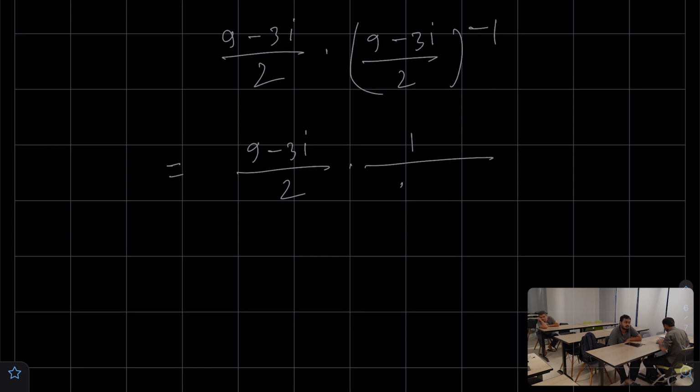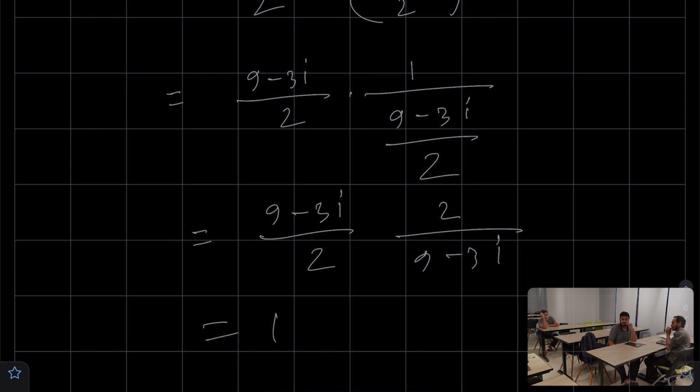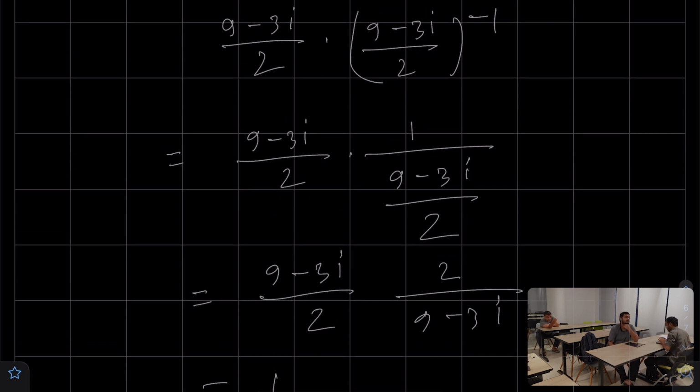1 over (9 minus 3i over 2). This inverse means 9 minus 3i over 2, and this is the reciprocal. But there is still one thing to be shown: that 2 over 9 minus 3i belongs to the field, and that should be expressed in the form a plus ib.